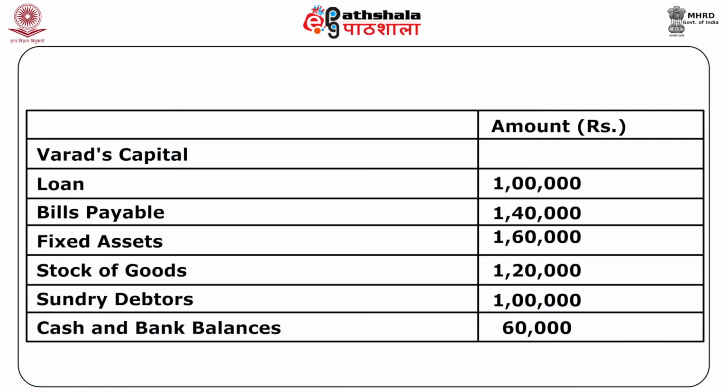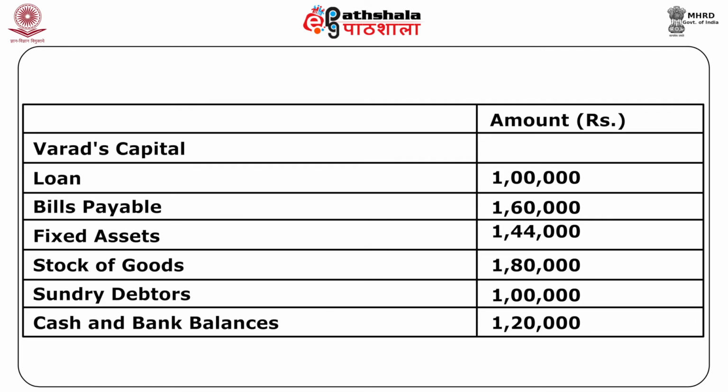Now take an illustration. Here the following information is available in respect of business transactions of Mr. Varad appearing at the beginning of the year. Here Varad's capital is unknown, loan amount is 1 lakh, bills payable 1,40,000, fixed assets 1,60,000, stock of goods 1,20,000, sundry debtors 1 lakh, and cash and bank balances are rupees 60,000.